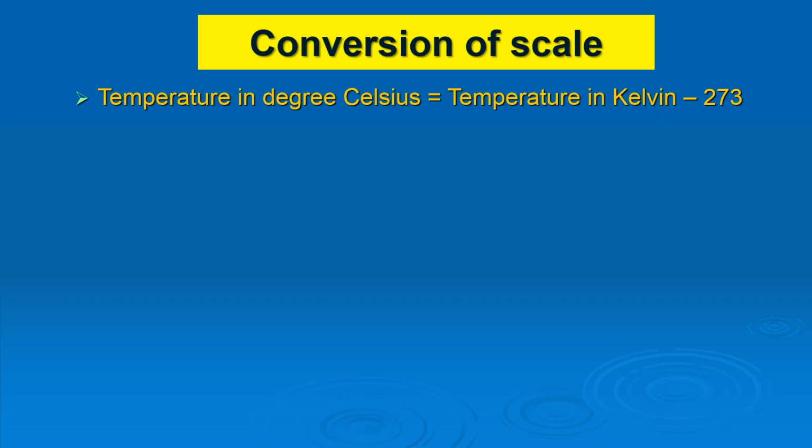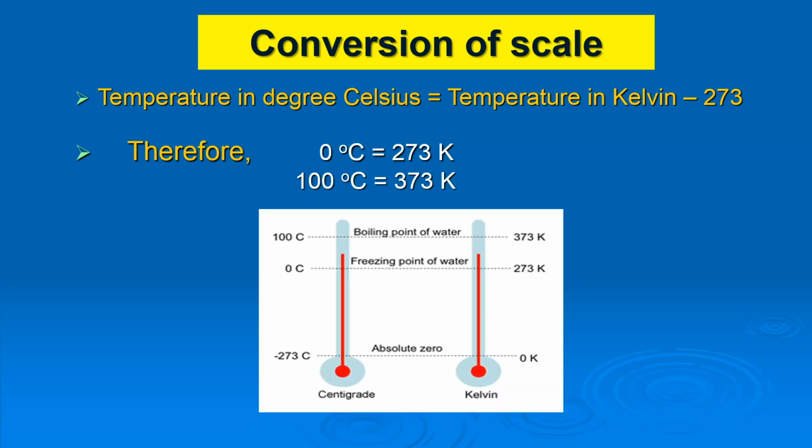In this slide, we are going to have a look at how we convert the Celsius scale to the Kelvin scale and vice versa. A temperature in degrees Celsius is equal to the temperature in Kelvin minus 273. Therefore, 0 degrees Celsius is equal to 273 Kelvin, and 100 degrees Celsius is equal to 373 Kelvin.